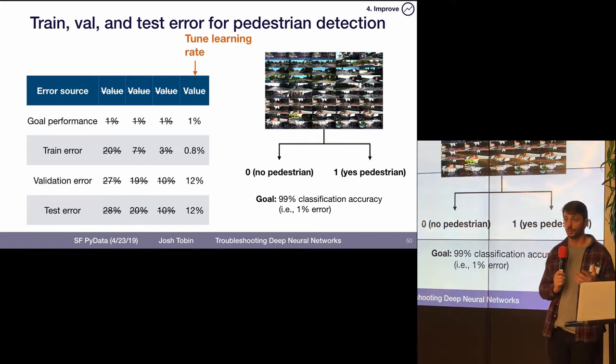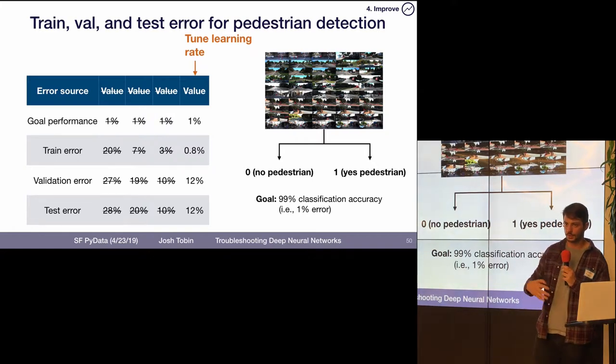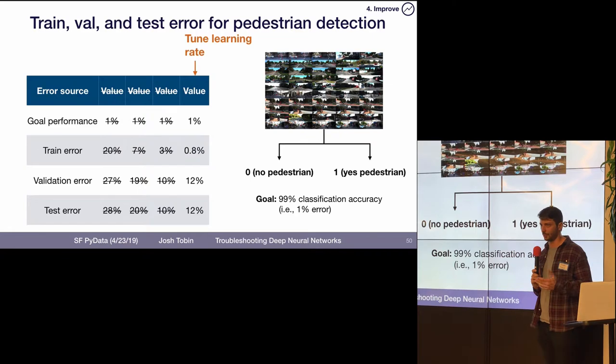The important thing here is that we're actually not really worrying so much about the validation error when we're doing this. We're just trying to make sure that we can get our training error to be good enough on this data set. And then once it is, we're going to start worrying about overfitting. I think this is one of the key differences between deep learning and more traditional machine learning.